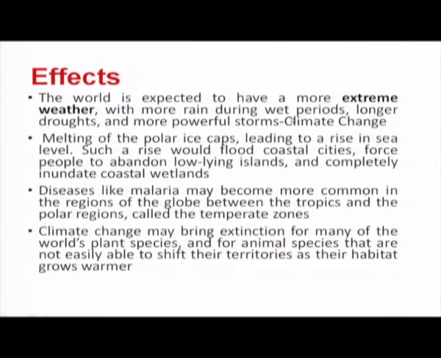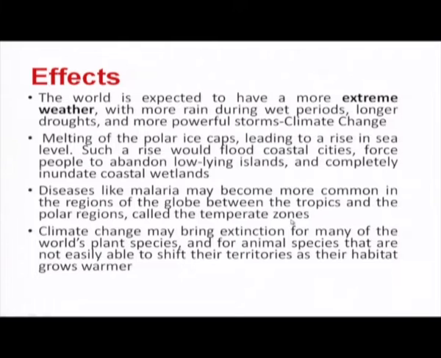Some of the effects of this global warming and the consequent climate change, as I told you before, are extreme weather events. The wet periods are going to be short, more rain will occur in a short time period, and longer droughts and more powerful storms, hurricanes etc. are likely to be encountered because of this climate change. And as I told you, because of the warming, melting of polar ice caps and rise in sea level are all going to affect especially the coastal regions.